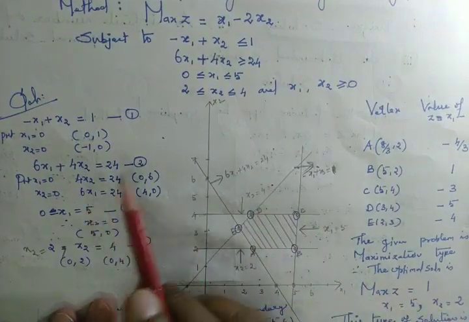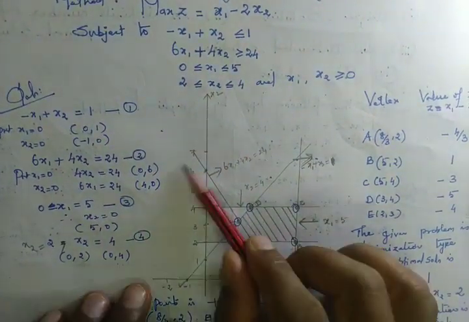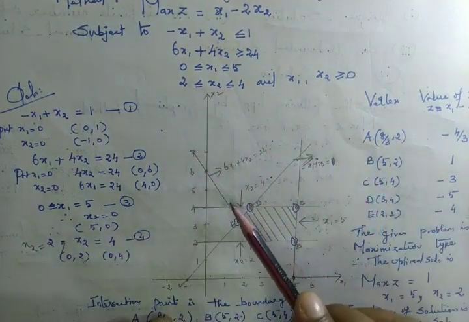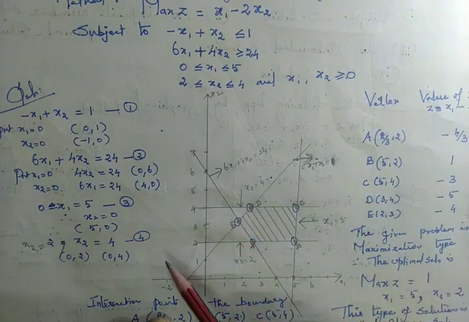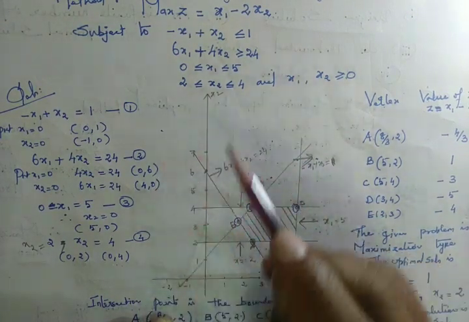Now the second constraint says 6x1 plus 4x2 is greater than or equal to 24. This is a line equation. Greater than means above the line, and less than means below it. So your region is above the line.